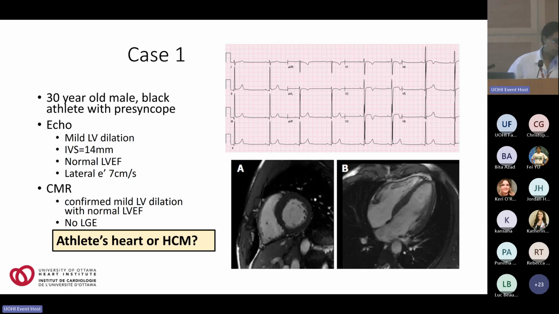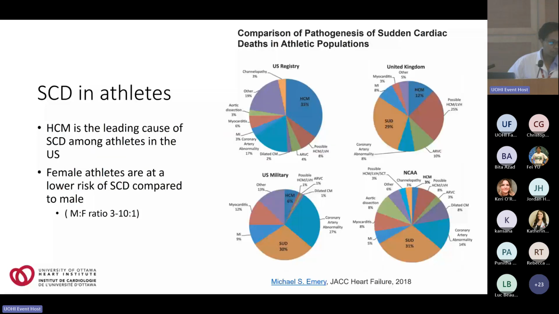So I didn't prepare a poll, but this is just to ask my audience whether you think it's an athlete's heart or could be a possible hypertrophic cardiomyopathy, and if so, if there is any red flag from the information provided. Okay, so correct. Yeah, that was a red flag here.